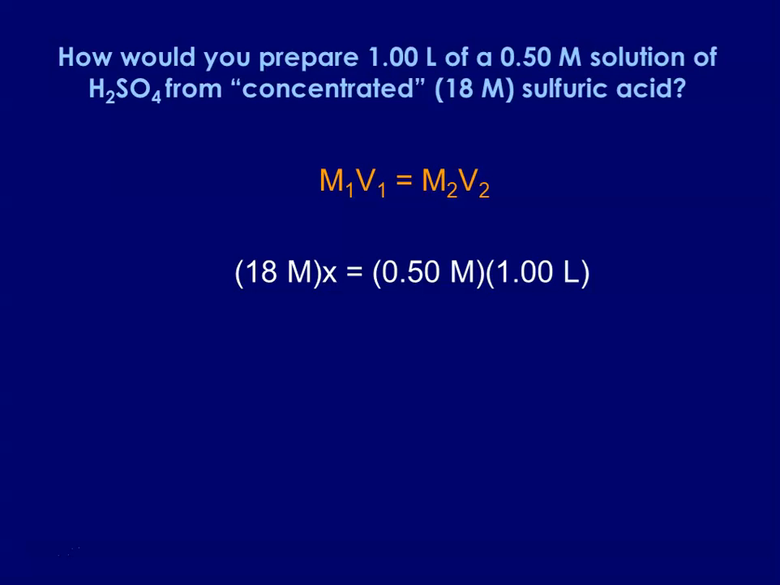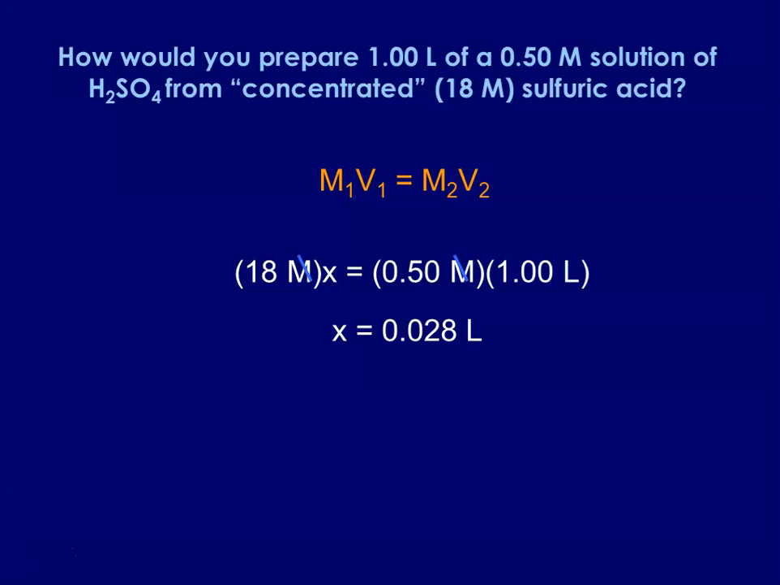So these volumes do not have to be in liters. They could be in milliliters. They just have to be consistent. Same thing with your molarities, but you're only going to find that as molarity, so that won't be an issue. So when we solve for V1, which is our X, we see that the molarities cancel out and that we have 2 sig figs in both molarities while we have 3 sig figs in our volume. So we would want to measure out 0.028 liters or 28 milliliters of that 18 molar sulfuric acid.